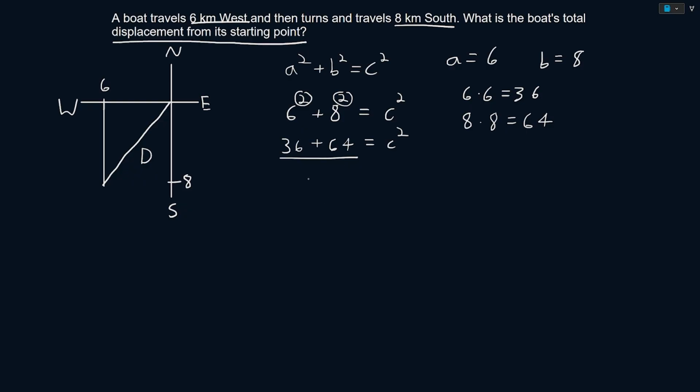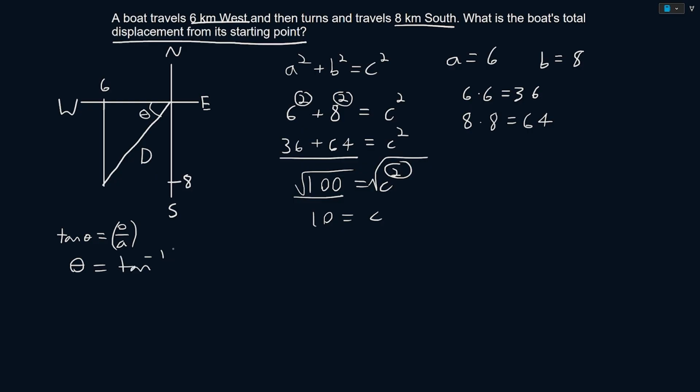36 plus 64 is equal to 100, and in order to get rid of the square on our c, we have to square root both sides. The square root of 100 is 10, and that is equal to the magnitude of our displacement. In order to find the direction of our displacement, we need to find this angle, theta. In order to do this, we can use the trig function tangent of theta is equal to the opposite over adjacent legs. And theta is equal to tangent inverse of the opposite over adjacent legs.